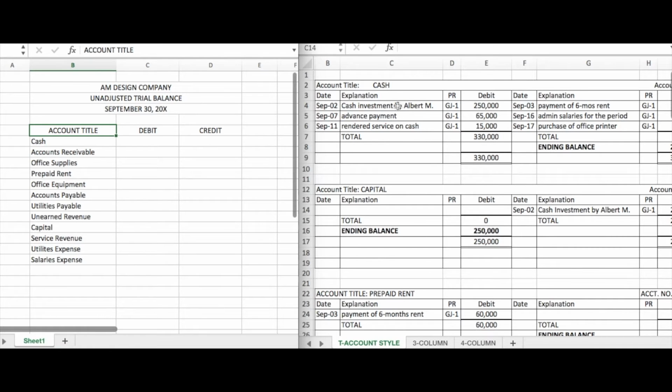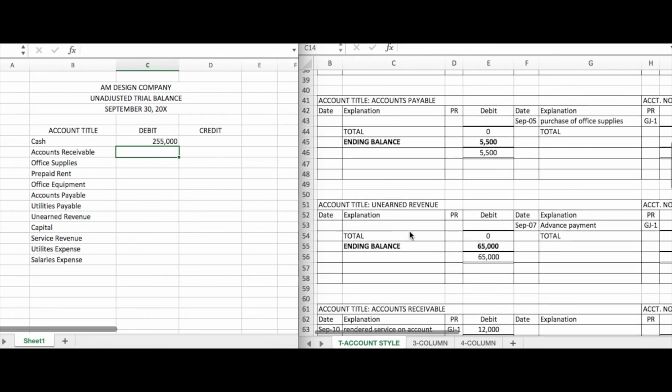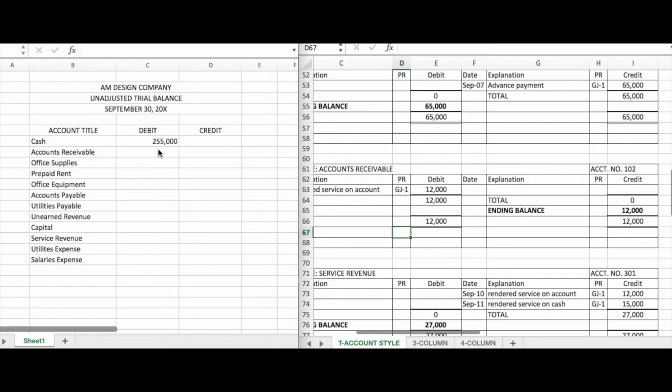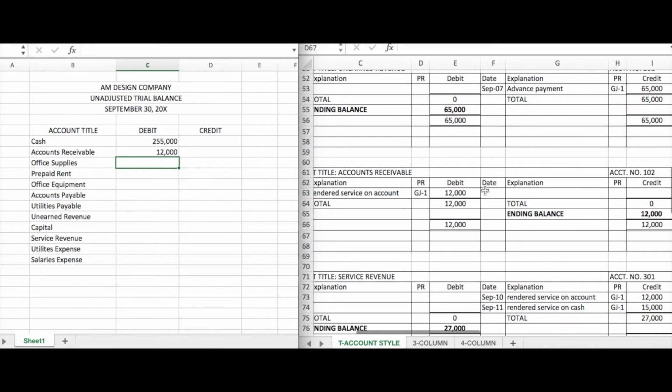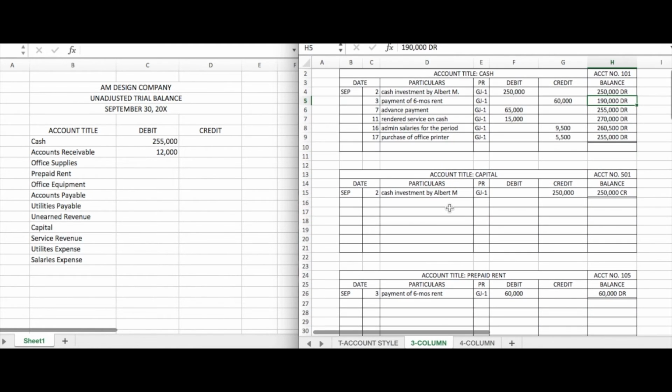Okay, so let's use this T account style. Cash has an ending balance of 255,000. The normal balance of cash is debit, 255,000. Okay, accounts receivable, there, 12,000. Accounts receivable has a normal balance of debit also, but in a T account format, the ending balance is on the opposite side of the normal balance. Okay, let's use the 3-column format so we will get used also to seeing the ending balance if you use the 3-column format.